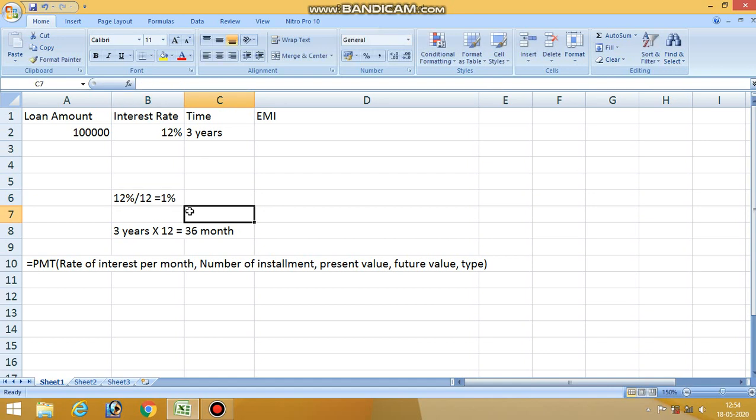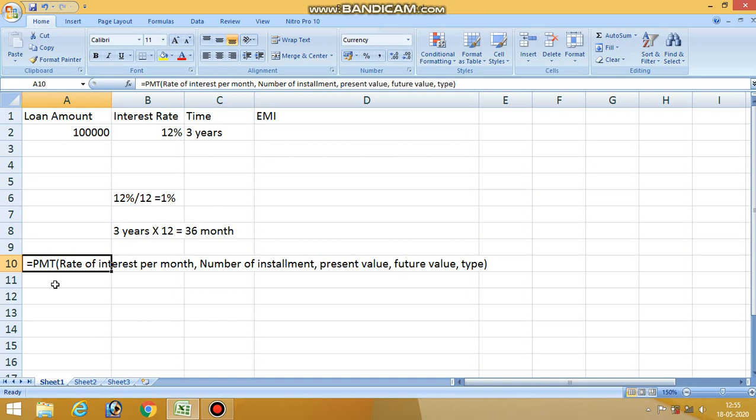So in this problem, while we calculate EMI, we will consider time as 36 months and rate of interest as 1%. So now let's see how to calculate EMI. Before typing the formula, you should know the syntax of EMI. Syntax of EMI is this one.